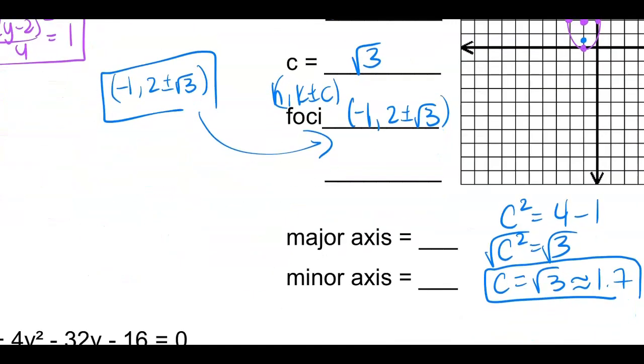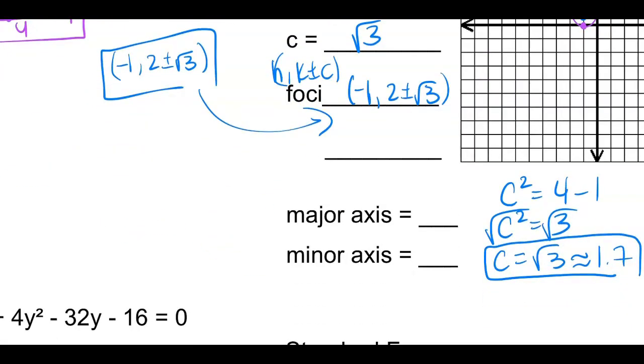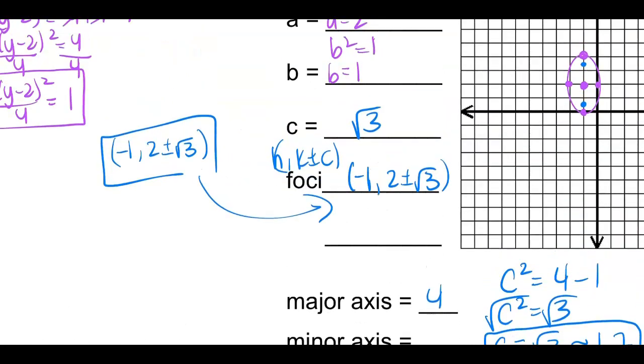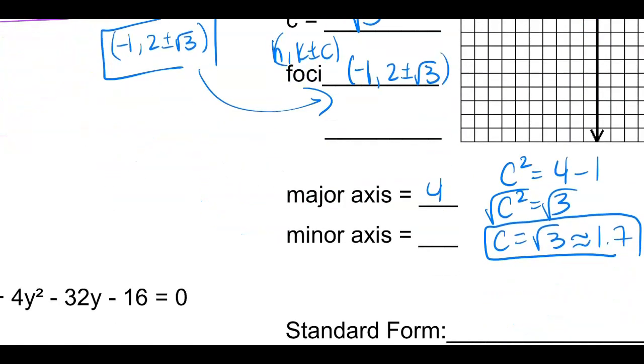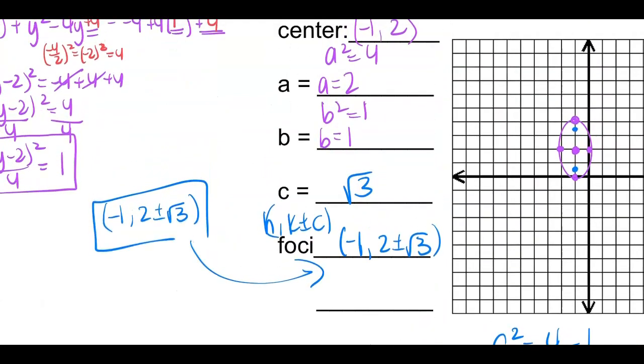For the major and minor axis, for the major axis, 2 times a is going to be 2 times 2, which is 4. And for your minor axis, which is 1, we're going to do 2 times 1, which is going to be 2. Be very careful with those because some of you guys might have recopied your a squared and b squared values. Remember, if you need to count on this ellipse, make sure you do so.